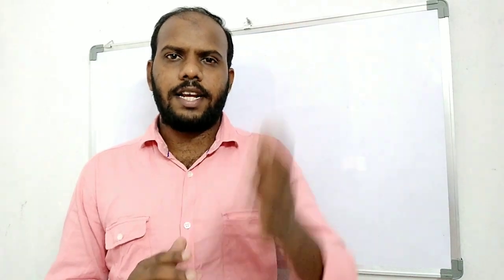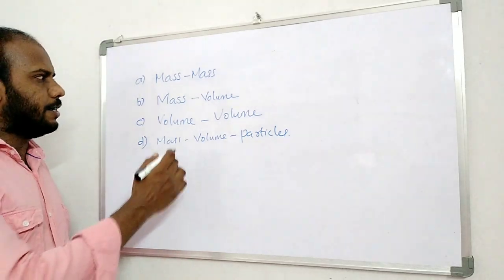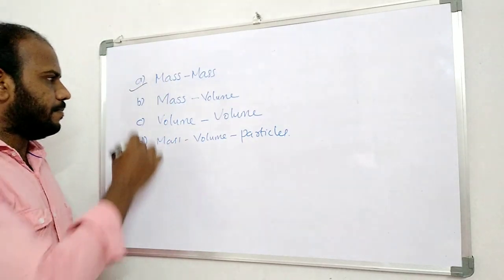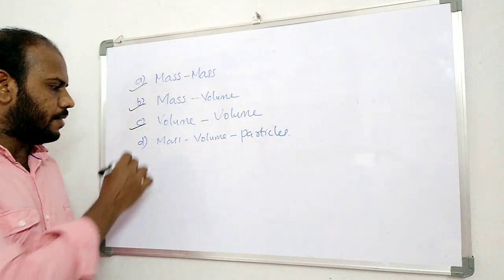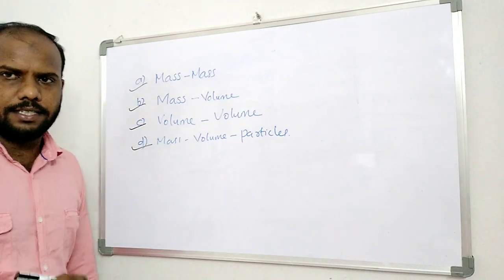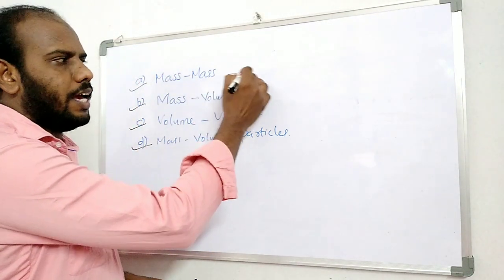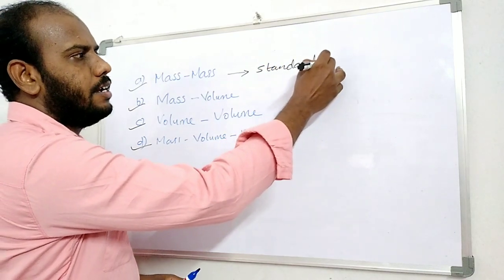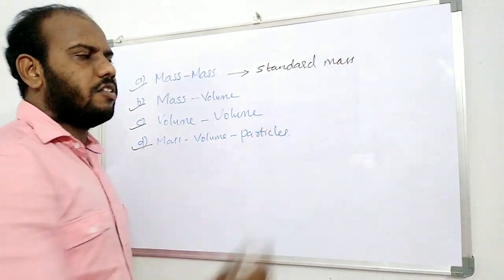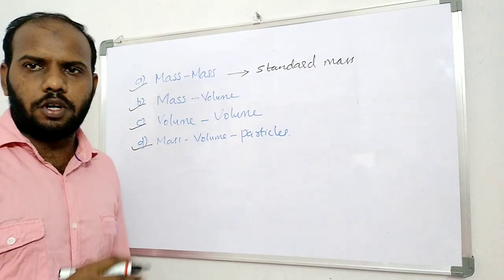Okay, children, let's start the topic. There are 4 relationships. They are mass-mass relationship, mass-volume relationship, volume-volume relationship, and mass-volume-particles. So the first one, the mass-mass relationship. For this we have to take the standard mass. Standard mass of the element can be taken, or the standard mass of the compound also you can take.